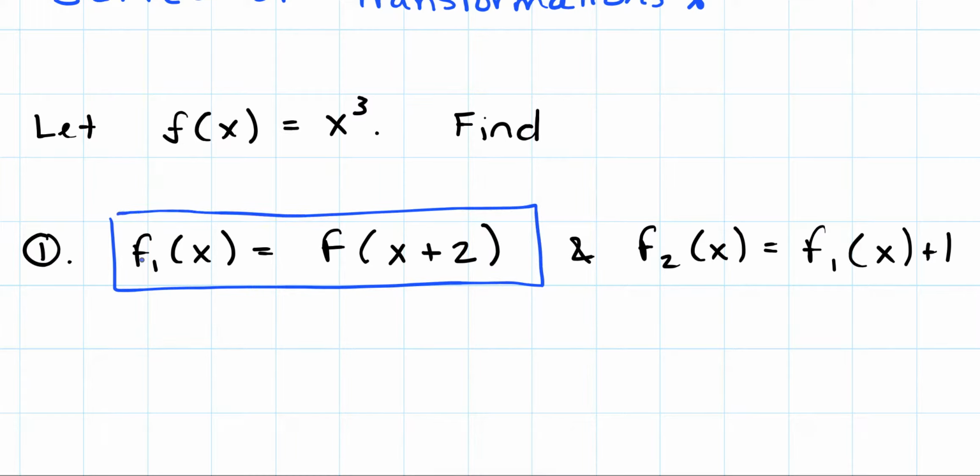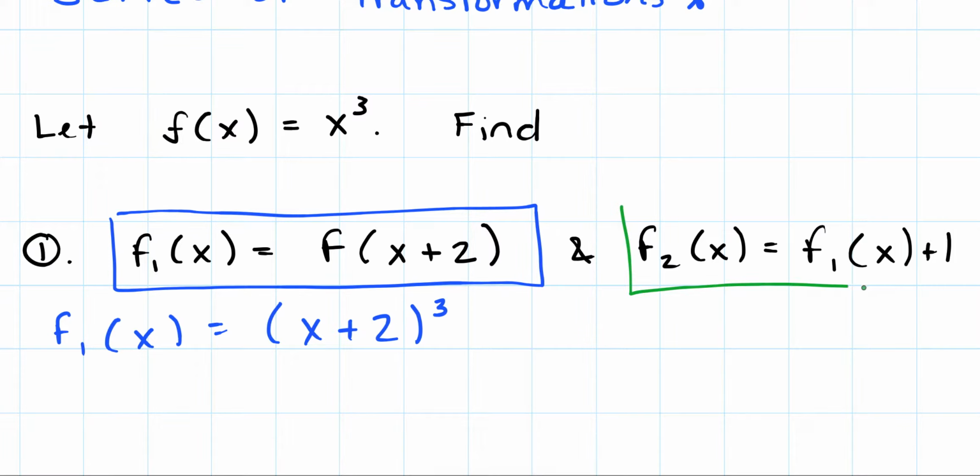Okay, so f sub 1 of x, I want you to take the original function f and plug in x plus 2. So in other words, this is going to be equal to x plus 2 cubed. Okay, now let's take care of this one.